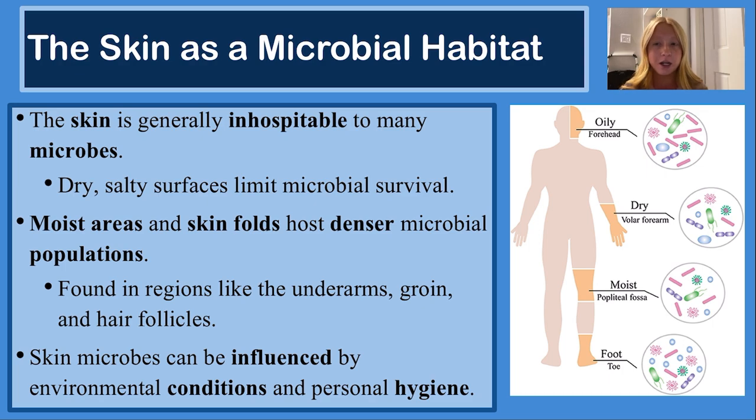So the skin might look like a great surface for microbes to live on, but it's actually pretty hostile for most of them. The skin is dry, it's salty, and it's often covered with antimicrobial oils, which makes it hard for bacteria to grow. But there are a few areas where microbes thrive, mainly in moist regions like the underarms, the groin, and inside hair follicles. Each person's skin environment is a little different, and things like moisture level, oil production, and hygiene can also shape where microbes live. So even though the surface of the skin is tough on microbes, some have adapted to survive in those small protected areas.